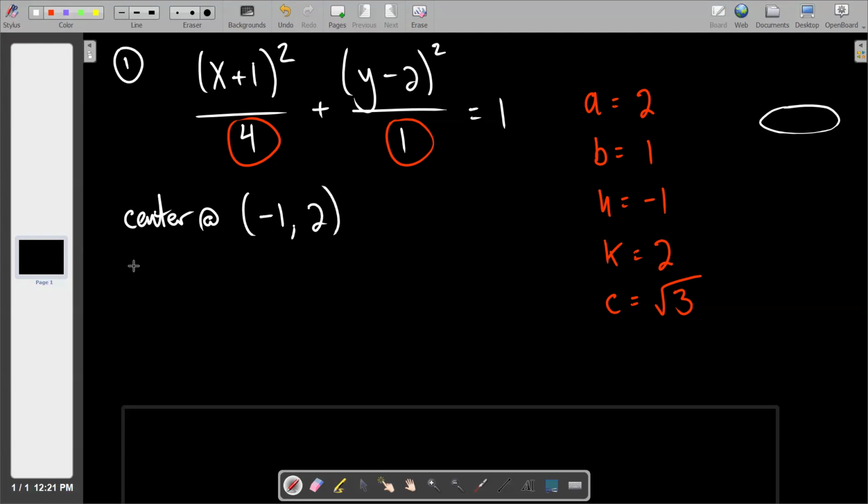And then the next thing I like to do is the length of the major axis. I've just been taking the lazy road and calling it long. And do you know how to find that? 2A, so 4 in this case. The long axis, the major axis, is 4 units long. The short axis is how long? 2B, which is 2. And now it's time to go through the ones that really require some visualization.